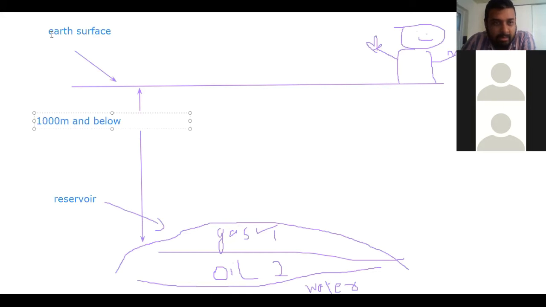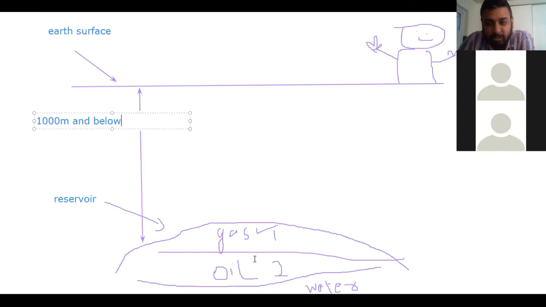So now we are standing at the surface, enjoying our life here at the surface. The reservoirs are down around, let's say, 1,000 meters. I hope you get an idea how long 1,000 meters is. Probably from the entrance of AUIS to your classroom, let's say. So it's that deep. Oil is that deep.